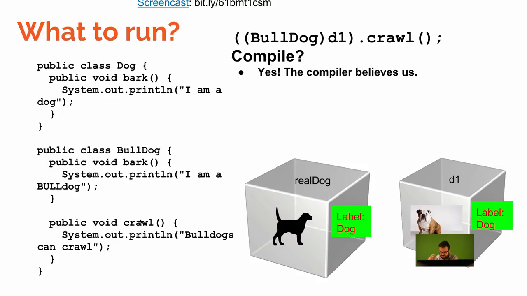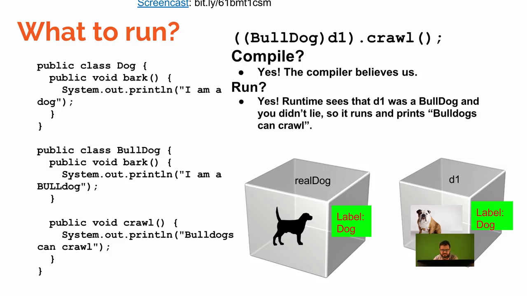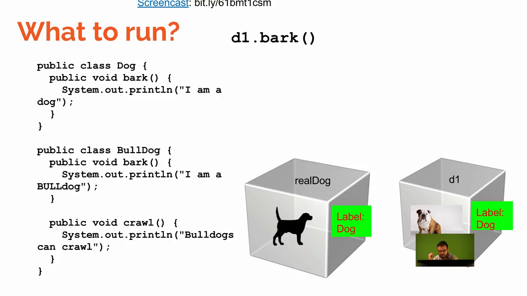What happens during runtime is the runtime sees that d1 was indeed a bulldog, and everything is fine, you didn't lie. So it runs that method, and it prints bulldogs can crawl, and everyone is happy. All right, what about d1.bark? Now, the question that we're trying to get at is, does this get printed or does this get printed?